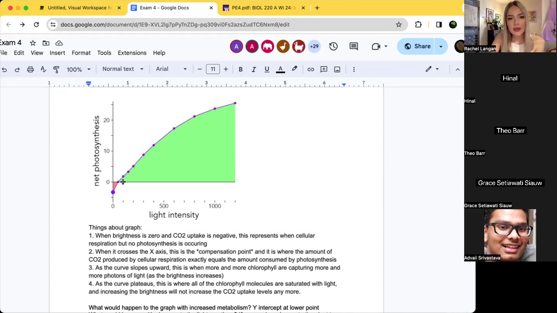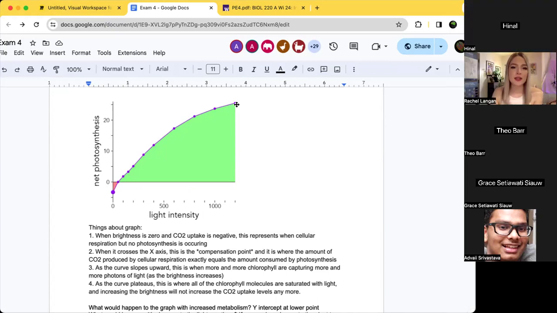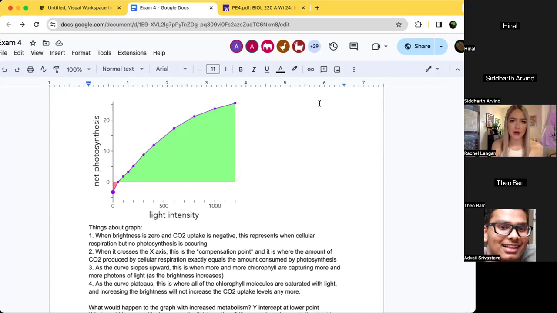And then as you increase the light intensity even more, the amount of CO2 consumed by photosynthesis is overcoming whatever is being done by cellular respiration. And it will increase until it eventually plateaus. Eventually you'll have so many photons of light hitting the pigments that they're going to be at their max absorption rate. And even if you keep increasing the number of photons, the photosynthesis rate won't increase because the pigments are all saturated. Yeah, questions? This might be a really stupid question, but cellular respiration happens in animals, right?